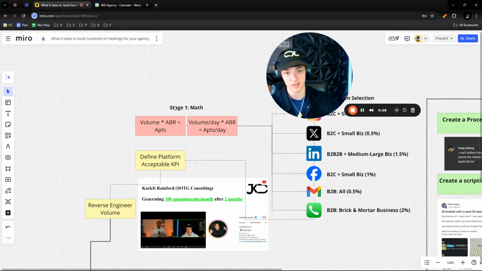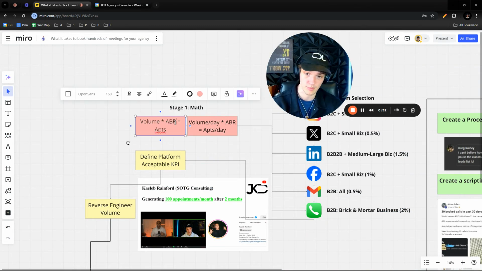The way that we calculate this, and what we need to look at primarily, is the volume times the appointment booking rate, and that is going to equal the amount of appointments that we want to book. The first thing you need to know is you have to have a goal in mind. Let's say, for example, maybe your first goal is that you want to just book 30 meetings a month.